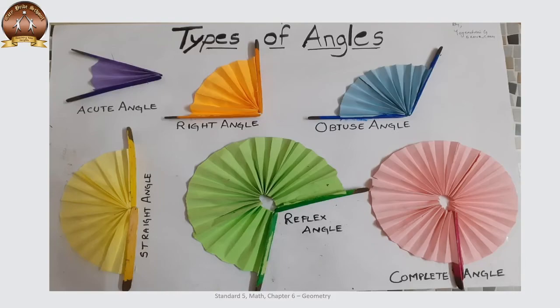Here is a beautiful activity done by one student of mine which represents all the angles using ice cream sticks and paper. Now this represents an acute angle, this represents a right angle, this an obtuse angle, this is a straight angle, this is a reflex angle, and this is a complete angle. Now this paper shows from which side we are measuring the angle.